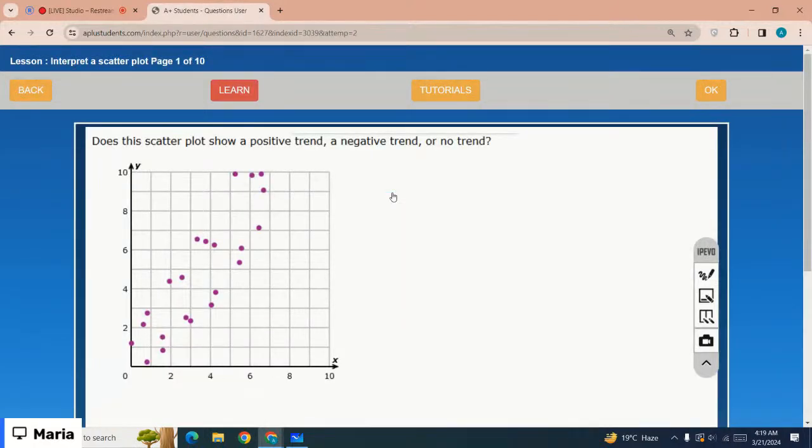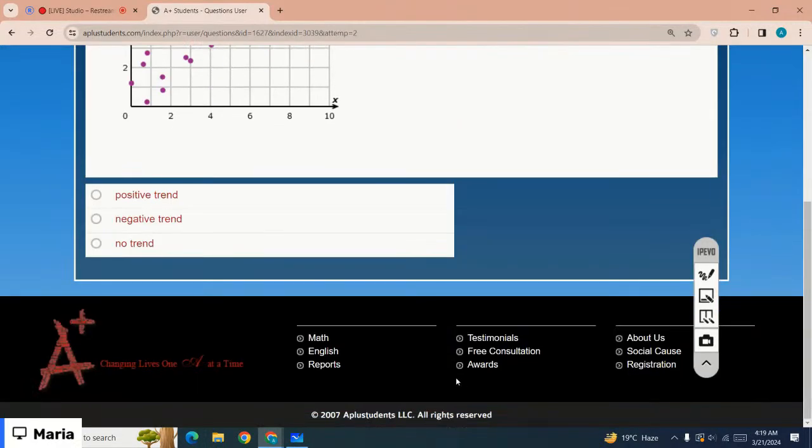Okay, does this scatter plot show a positive trend, a negative trend, or no trend? Which is the correct option? Same as the one we just did in the tutorial, right? That means as the x value is increasing, the y values are also increasing, right? So that means the graph shows a positive trend. The correct option is positive trend.